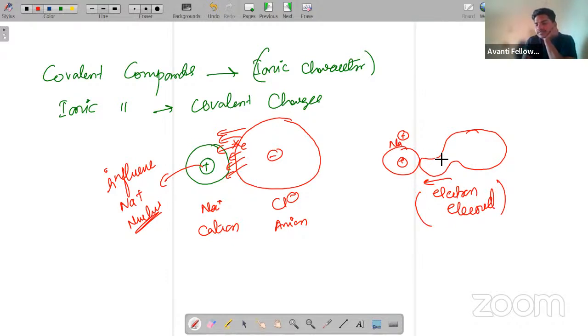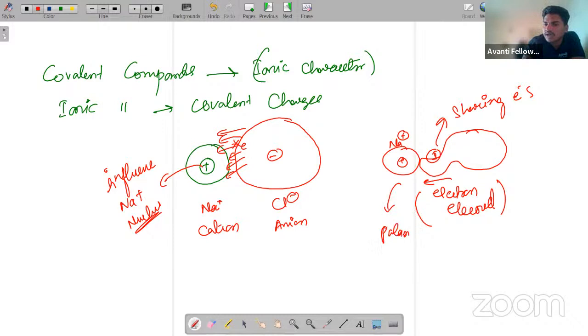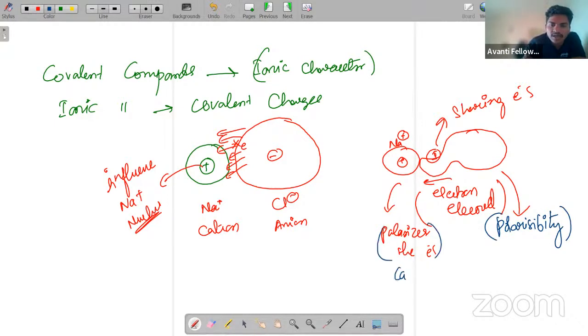This is the electron, let's suppose. So it looks like some kind of sharing of electrons. Even though it is an ionic bond, some covalent character has been developed. So how do you find this covalent character? This is called the polarizer, so it is polarizing the electrons, and this is undergoing polarizability. Always remember, the polarizer is a cation and polarizability will be on the anion.